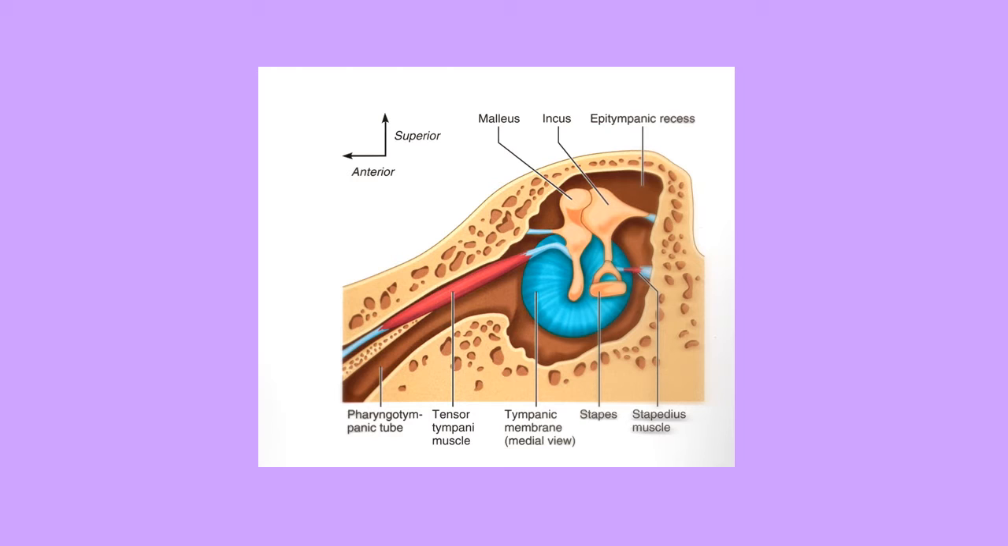So you can see here the three bones, and how as one of them gets stimulated by the tympanic membrane, then it will start to vibrate, and then it will vibrate the next bone, etc. So first it vibrates the malleus, then the malleus gets vibrating, which will vibrate the incus, which then gets vibrating and will vibrate the stapes.